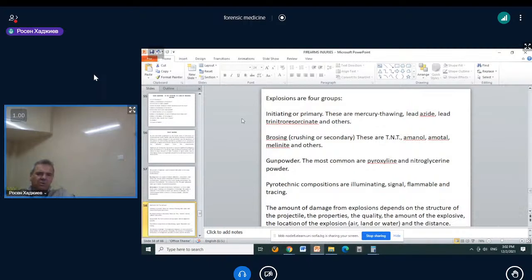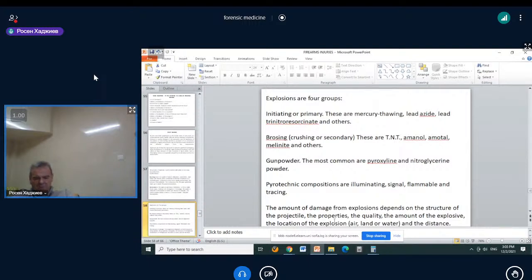We have different explosives. They are initiating or primary. These explosives are put inside the capsule detonator. Initiating or primary explosives, and brisant or crushing ones, like trinitrotoluene or TNT. Gunpowder is the most common, the propellant. The gunpowder is this substance which is filled up in the cartridge. Pyrotechnical compositions.